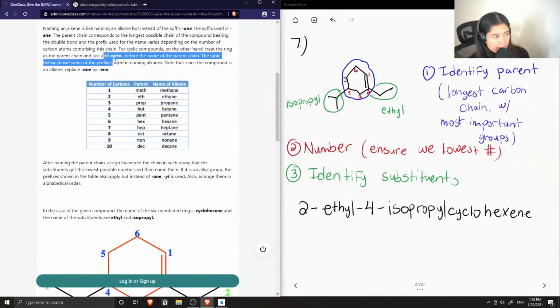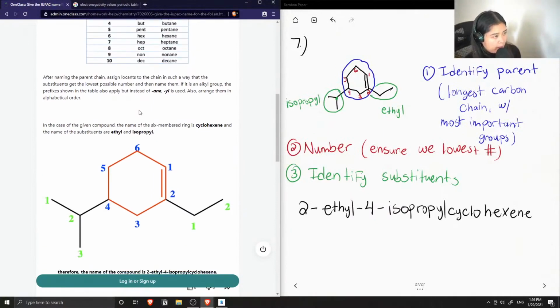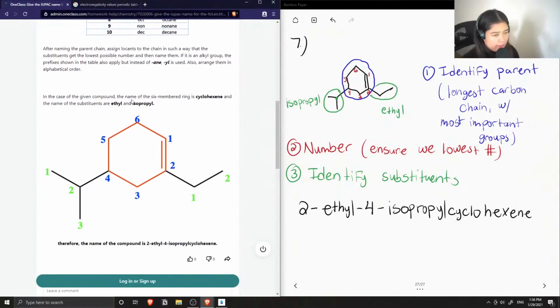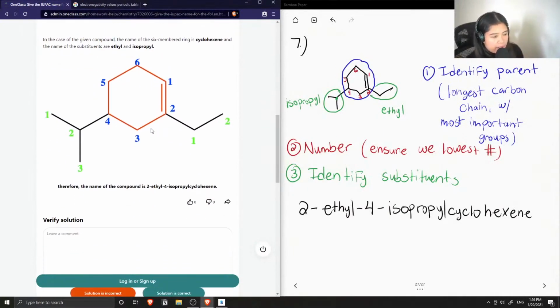Okay, and they mentioned that you add cyclo before the parent name, and they summarized all the different prefixes that you should put in front of the parent. And then they mentioned how you would name the side groups and showed the parent chain and numbered it and gave 2-ethyl 4-isopropyl cyclohexene. So this solution is correct.